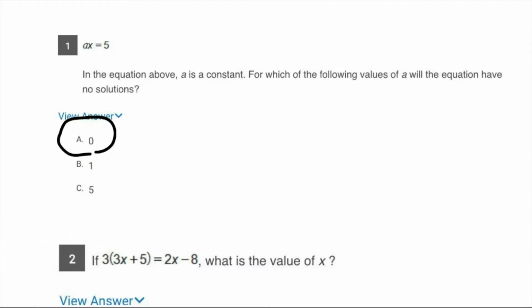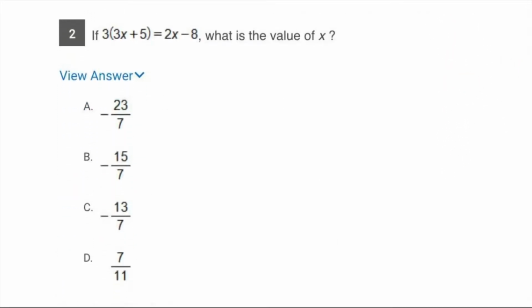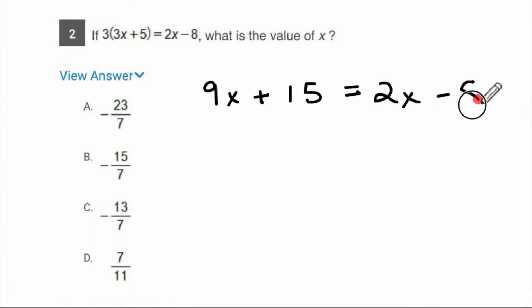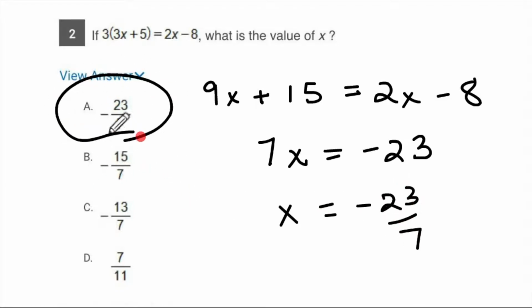Number two, it's just an equation to solve. So let's go through and solve this equation real quick. This is a standard Algebra 1 problem, so this is very doable. The only thing is, on these easier problems, make sure you take your time, get it right, because an easy problem is worth the same value as a difficult problem. And we're going to get X equals negative 23 over 7. And you might already be panicking because you have 2 A's for your first 2 answers.